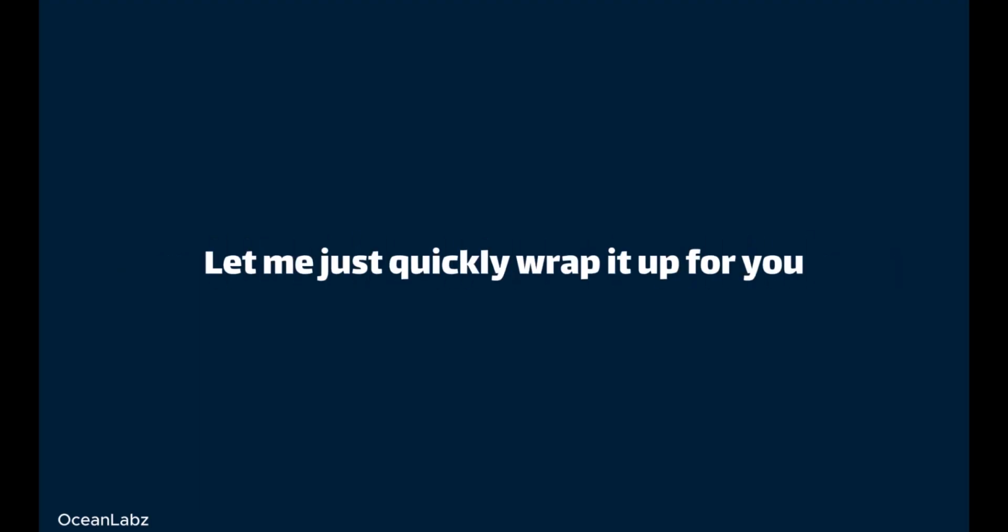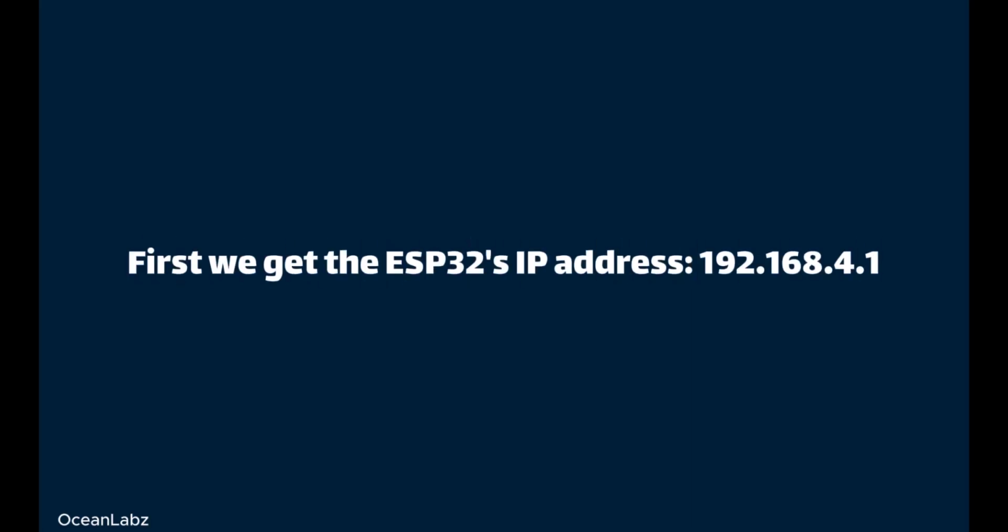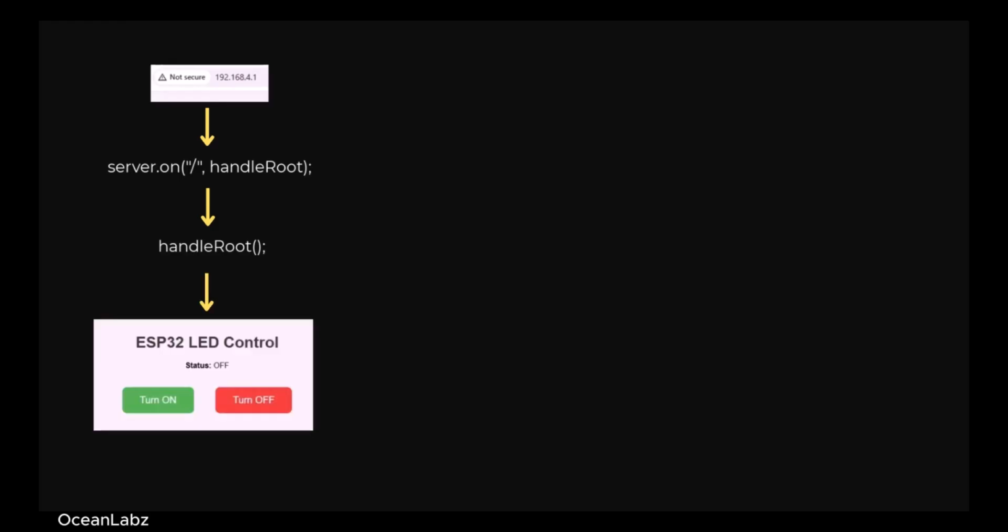So let me just quickly wrap it up for you. First, we get the ESP32's IP address, right? And then we enter that into the browser. That request hits the root path, which matches this line here. That triggers the handleRoot function. And what that does is, it prepares the HTML page and sends it right back to the browser.